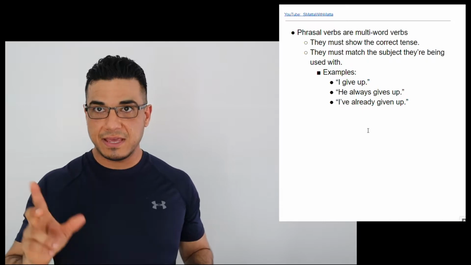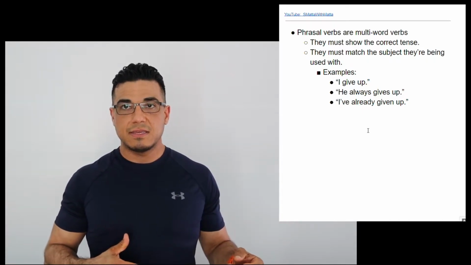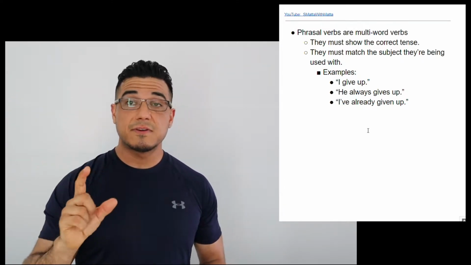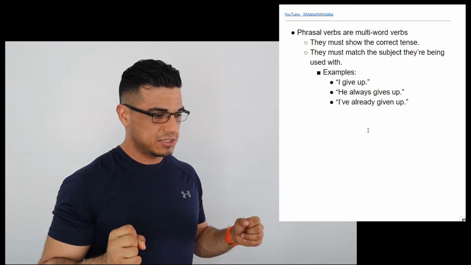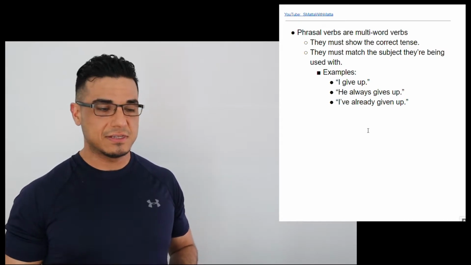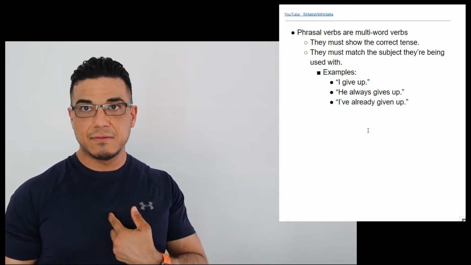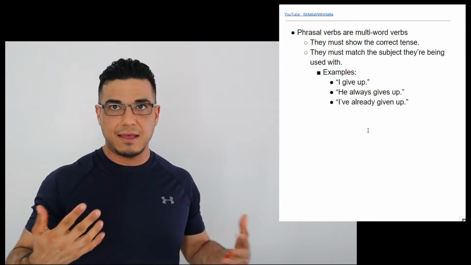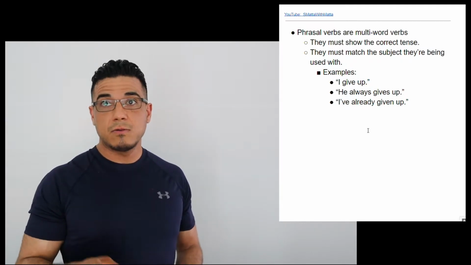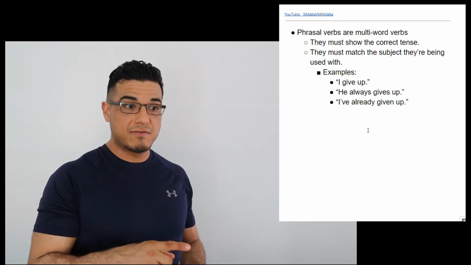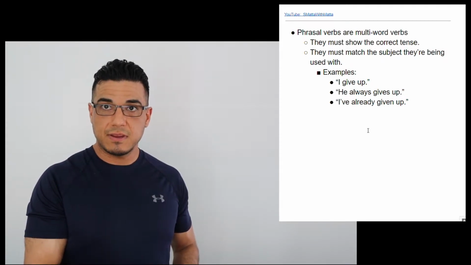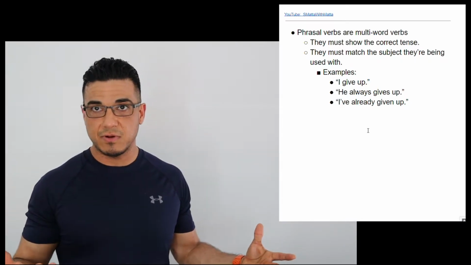Also, the verb phrase needs to match the subject of that sentence. And the examples I give below are for the phrasal verb "to give up," which essentially just means to quit, right? Just for simplicity's sake. So in the first one I give, the subject is "I give up," right? So in the present, I give up. Whereas in the next example, I have "he" being my subject: "He always gives up." So I've got the adverb "always" telling you about the frequency at which that person gives up, right? It's continuous. It's a habit of that person.